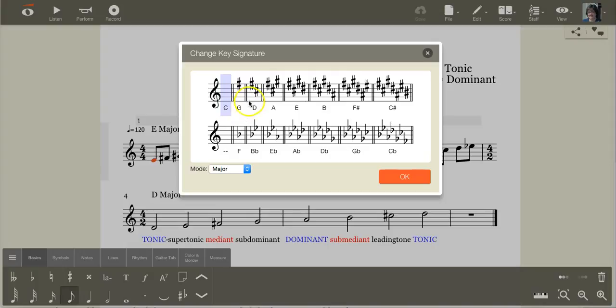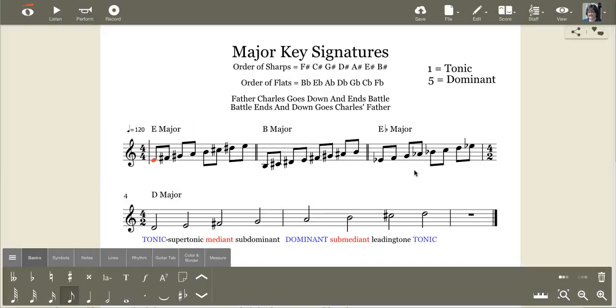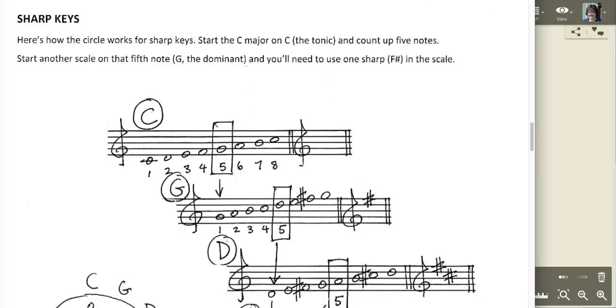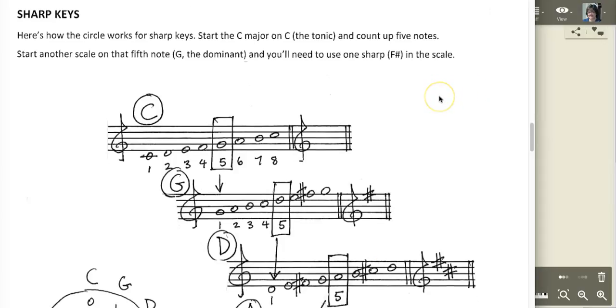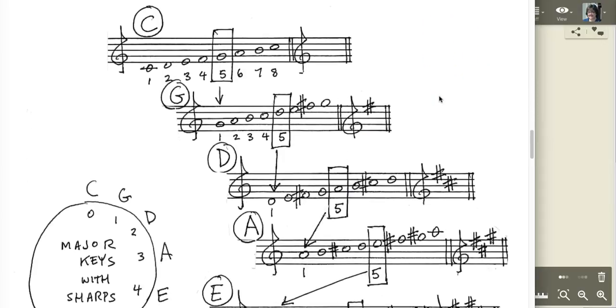Okay, great. So how do we get these key signatures in this particular order, and how do we get the circle of fifths? Well, we'll go back to this handout. So if we start in the C major scale and we go to the fifth note, that's G. Here's our key signature for C. And we write a scale starting on G with the whole, half step pattern of the major scale. We get our first sharp, which is F.